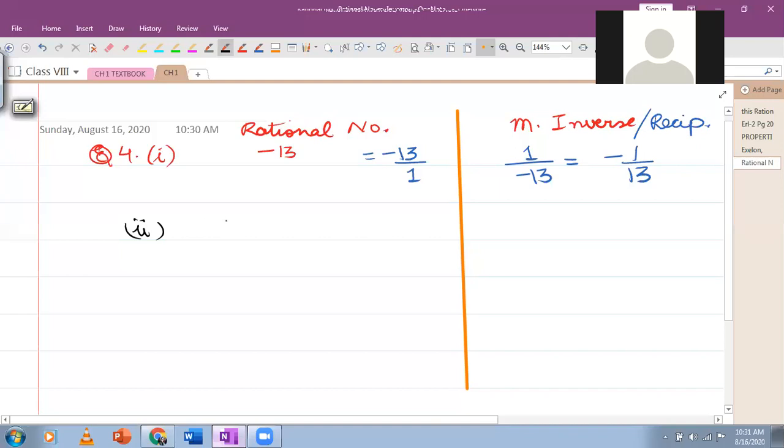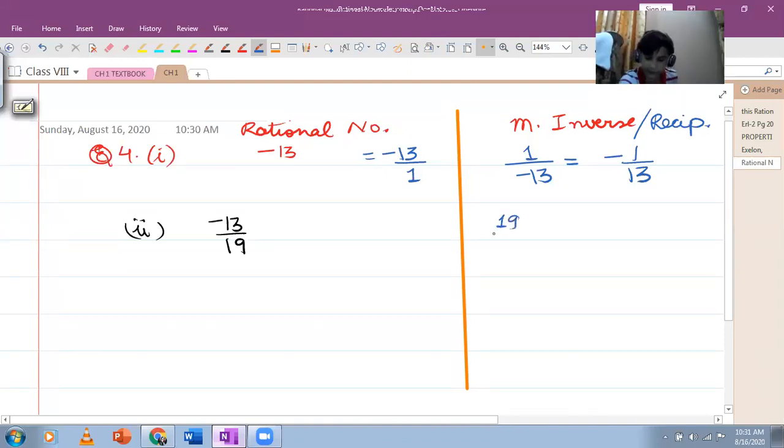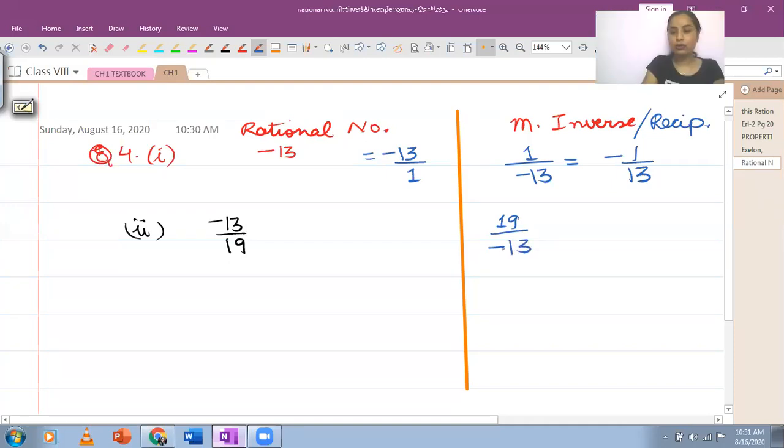Second part is minus 13 over 19. Can you help me with this? Ma'am, 19 by minus 30. That's correct. And we don't put this minus here in the denominator, so we want to write it correctly.